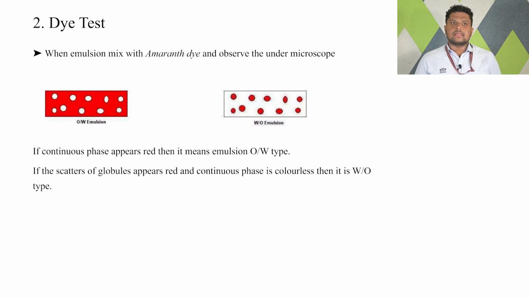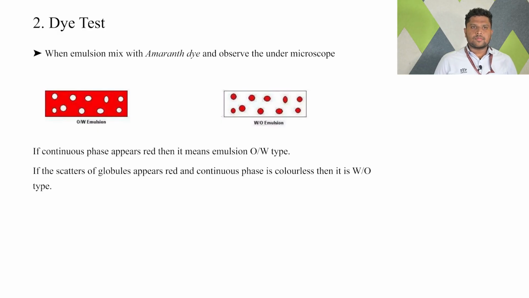The first slide shows maximum red color, and that is for the water. In the oil in water emulsion, oil forms white globules and water becomes the reddish part. In the second slide, the water in oil emulsion, the water forms fine globules and oil is the major part, so it shows maximum white color. If the continuous phase appears red, then it means the emulsion is oil in water type.